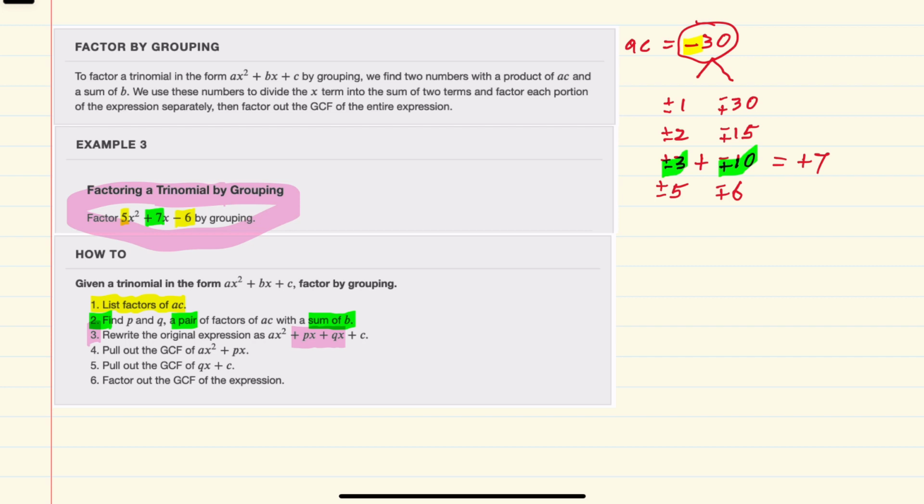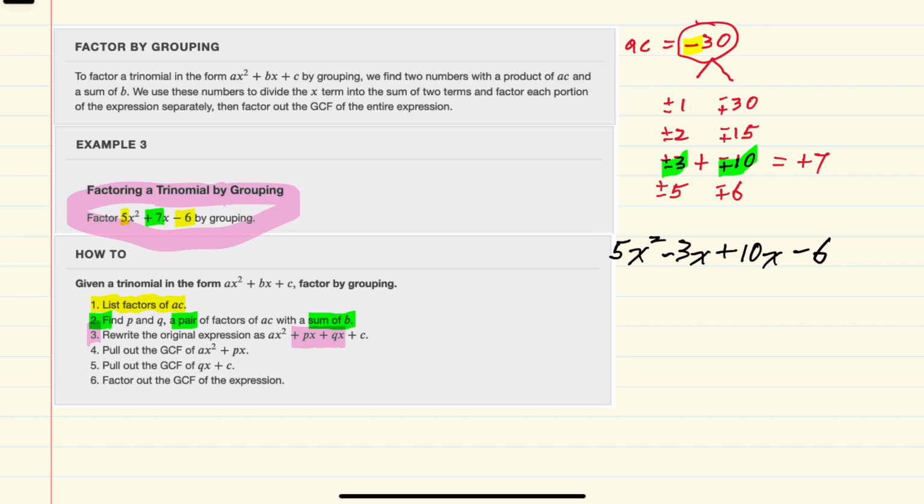It doesn't matter which order. Typically, if the signs are different, I'll make the negative one first, as I have it here, negative 3. But rewriting that original equation, replacing the 7x with a minus 3x and a plus 10x. Everything else is the same.